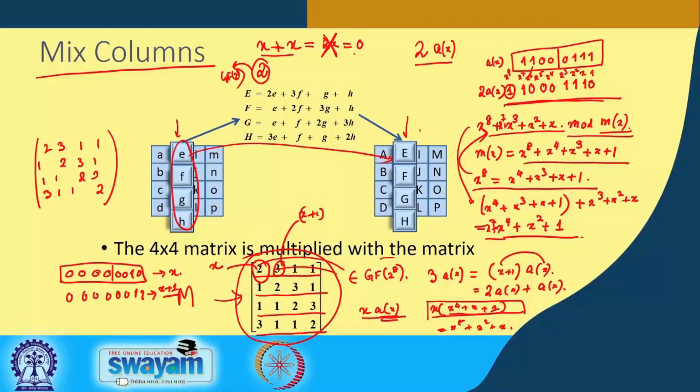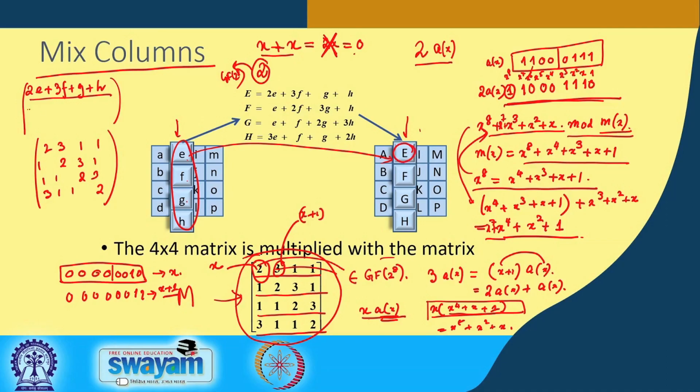Yeah. What was your question? So the dimension of this matrix is a 4 cross 4 matrix, and every element is a GF2 to the power of 8 element. If you want to multiply this with E, F, G, H basically, then let's work out the first element here. This will be 2 into E plus 3 into F plus G plus H. So this is your first element, and this corresponds to this E.